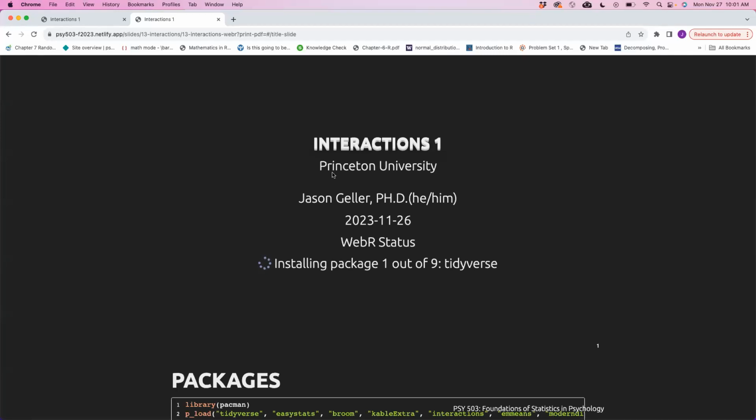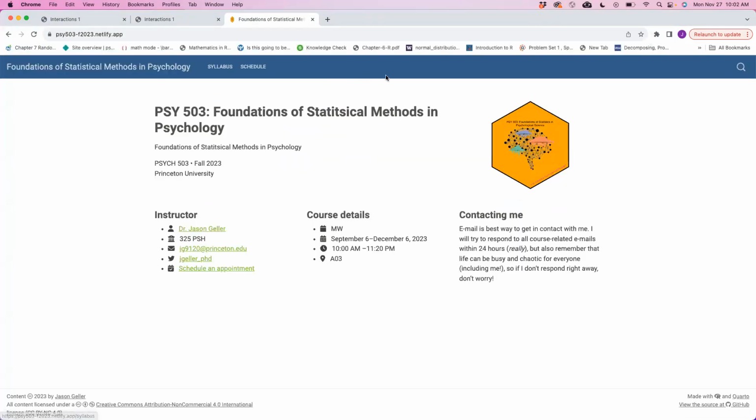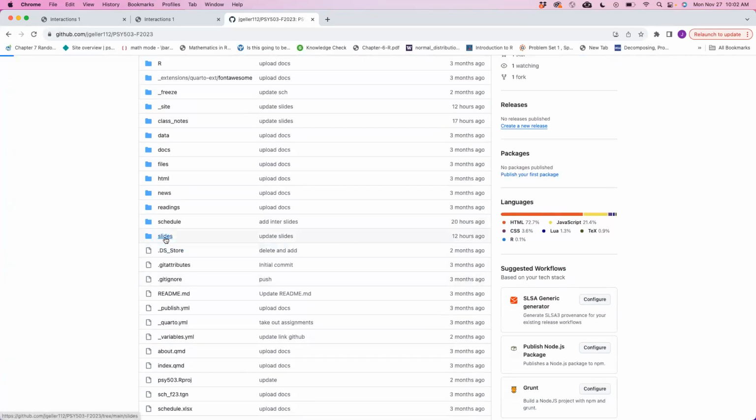How do we find the link to the... Yeah, so you can also do that. Sorry. You could go to the website, and then there's a little view the source at GitHub, and then navigate to the slides.